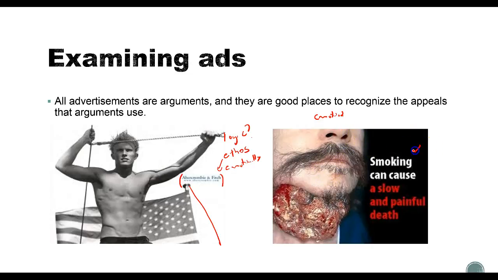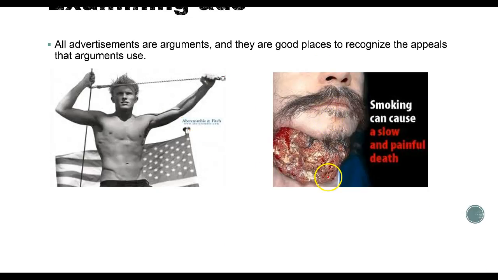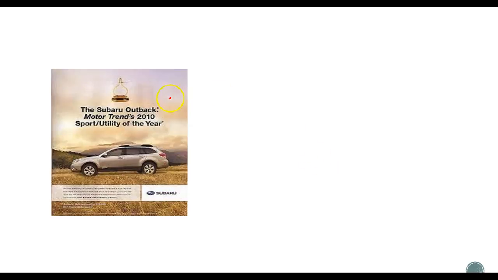It also has a bit of a logical appeal because this is a logical approach. It's saying smoking can cause a slow, painful death. There's a logical reason not to smoke. So we have the emotion and the logical here. Ethos isn't so much in here because we don't really know who's telling us this. We don't know where it's coming from. If we knew where it was coming from, maybe this ad would have some ethos to it. So that's primarily the emotional appeal. Let's take a look at a couple others.